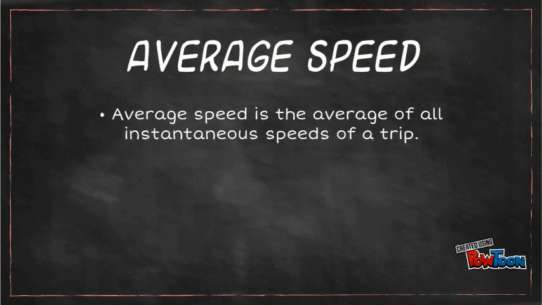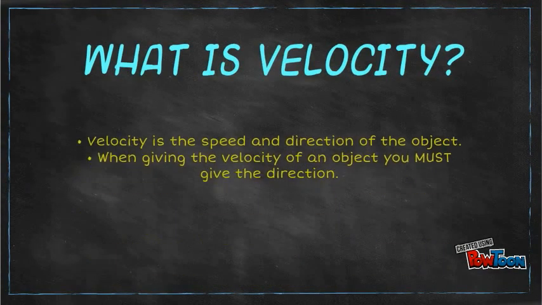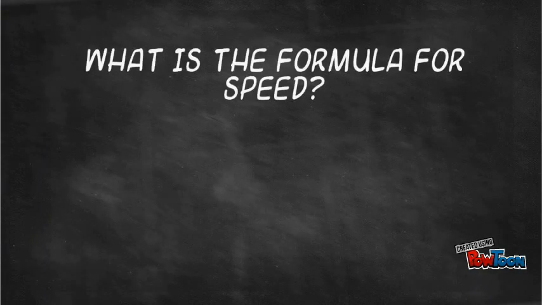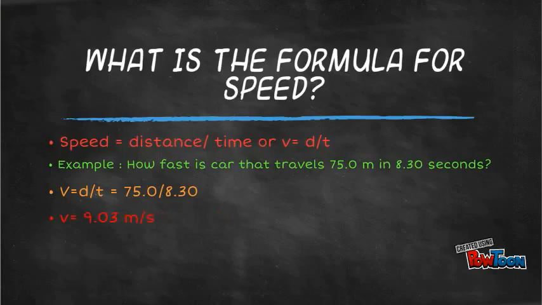Average speed. Average speed is the average of all instantaneous speeds of a trip. What is velocity? Velocity is the speed and direction of the object. When given the velocity of an object, you must give the direction. What is the formula for speed? Speed equals distance over time, or V equals D over T.